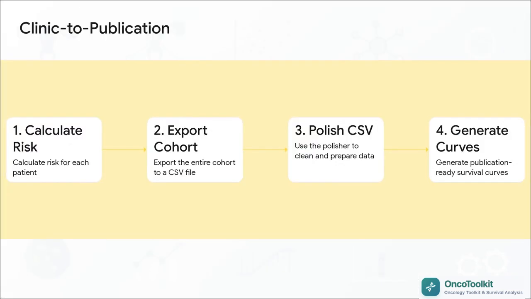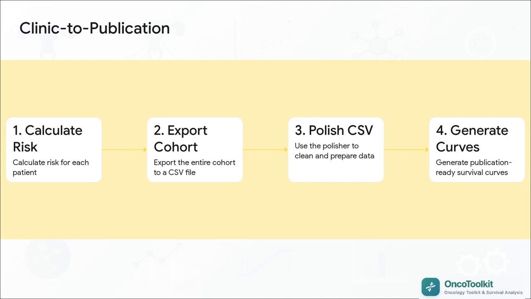What this does is create a seamless clinic-to-publication workflow. Think about it. Step 1, you calculate the risk scores for your patients. Step 2, you export the whole cohort. Step 3, you use the Polisher tool to clean up the data. And Step 4, you're generating publication-ready survival curves for your next paper.